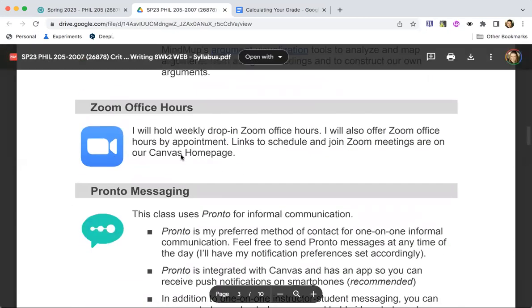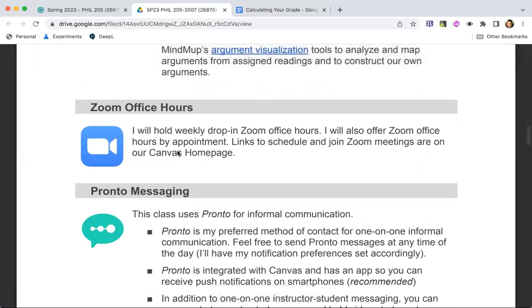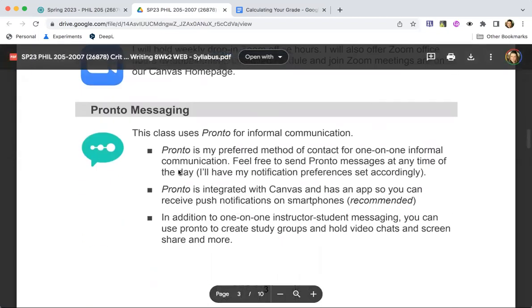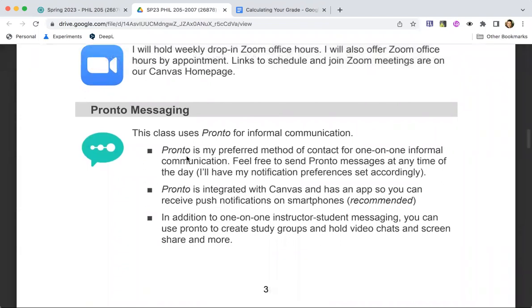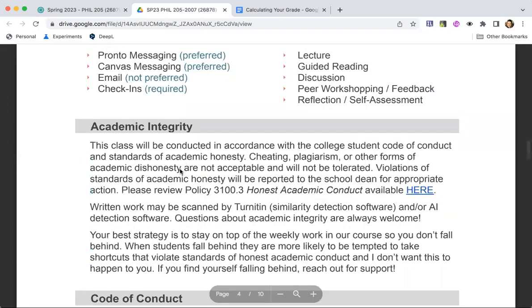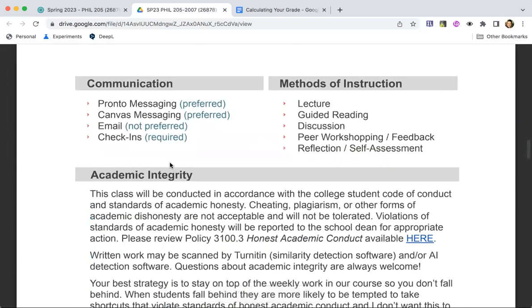More on Zoom office hours later. Important point now is just that I have them, and you can also make an appointment. Pronto messaging. I use Pronto. I really like Pronto, and that's my preferred contact point for anything informal. And by informal, I mean it's not important that you have it in writing, and you're not going to necessarily refer back to it later. So if you just need to ask me a question or ask for help about something, send me a Pronto message. Or a Canvas message is totally fine too.